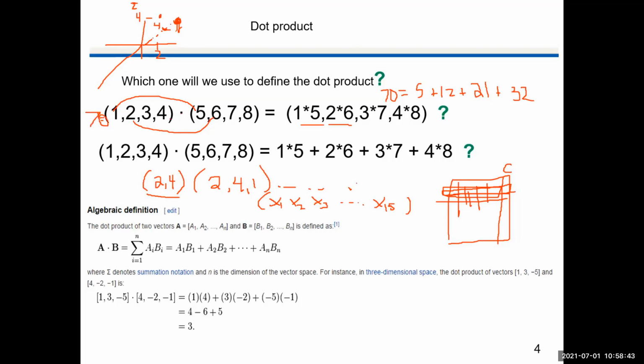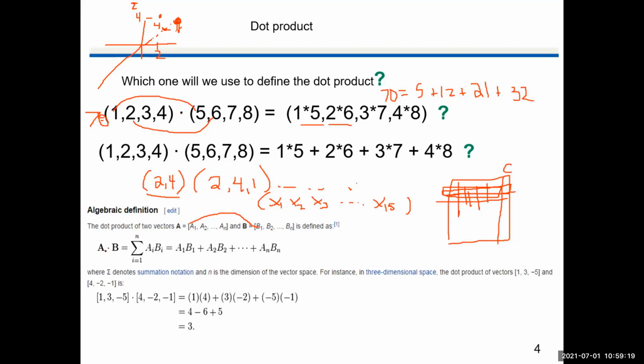Okay, that's called the dot product of these two vectors. In general, if you have a vector A with n components, not just 15, but n components, and another vector B also with n components, then the dot product of the two is that we take A1 times B1, and then A2 times B2, all the way up to the end, and add them up, which you could write like this.